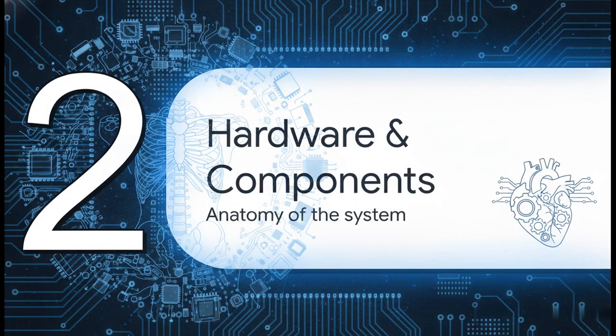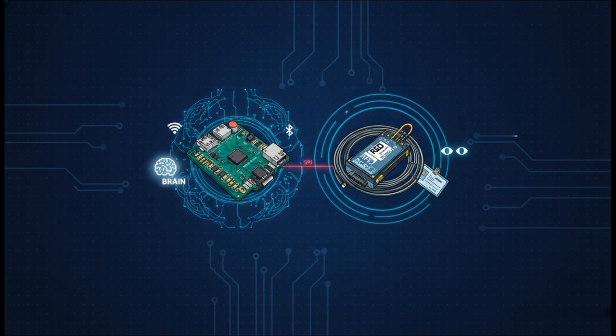Section 2. Hardware and components. Now that we have our blueprint, let's meet the hardware cast that's going to make this all happen. To make these technical specs super easy to grasp, let's just think of our system as a living, breathing anatomy. First up, the brain and the eyes of our operation. Over on the left is our brain, the ESP32 dev kit. This is a dual-core powerhouse that handles all our Wi-Fi and BLE.